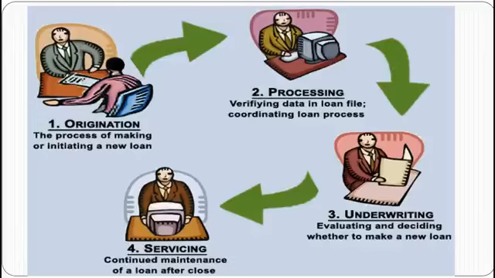Servicing is not a part of the process. Make sure you know that. Servicing is a result of the process if it's approved. Because remember, servicing is just taking the payments and paying the taxes and insurance. If it's never approved, it doesn't go to servicing. So originating, processing, and underwriting are a part of the process. If it's approved, it goes to servicing. If it's not approved, then it doesn't go to servicing.